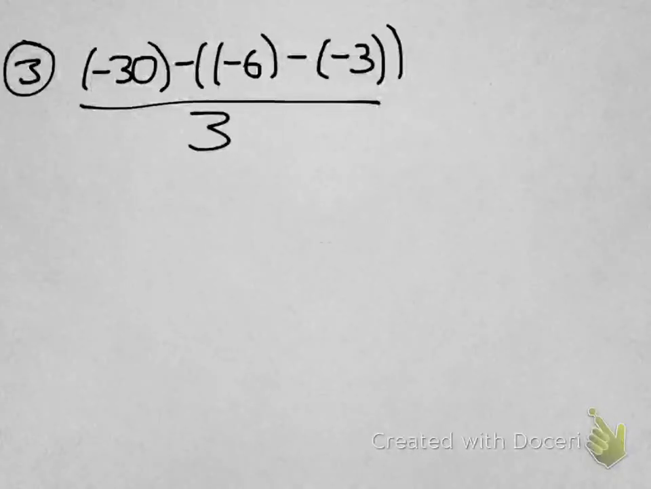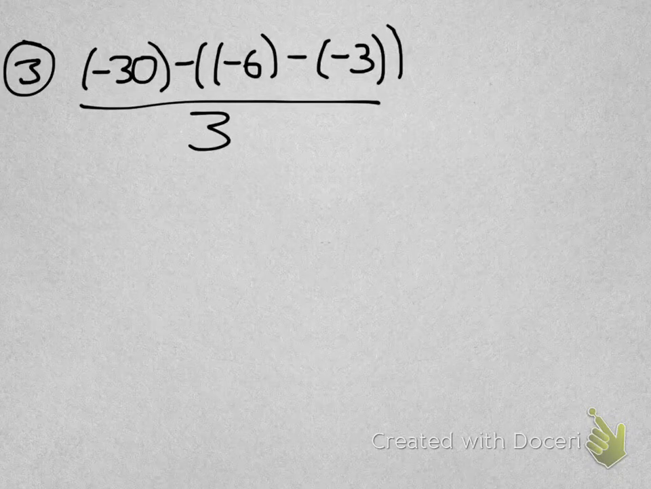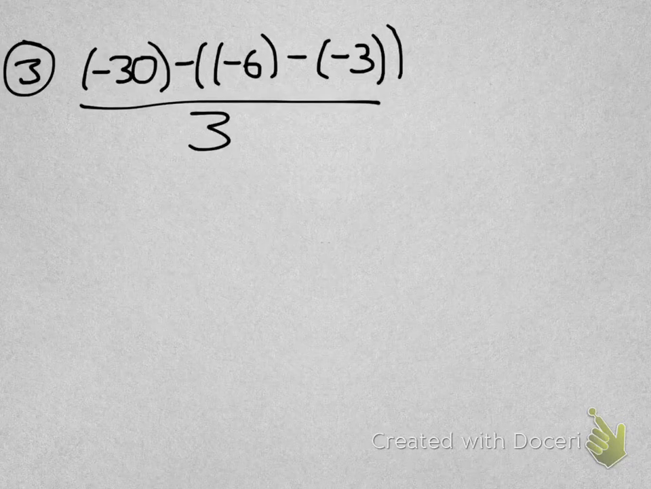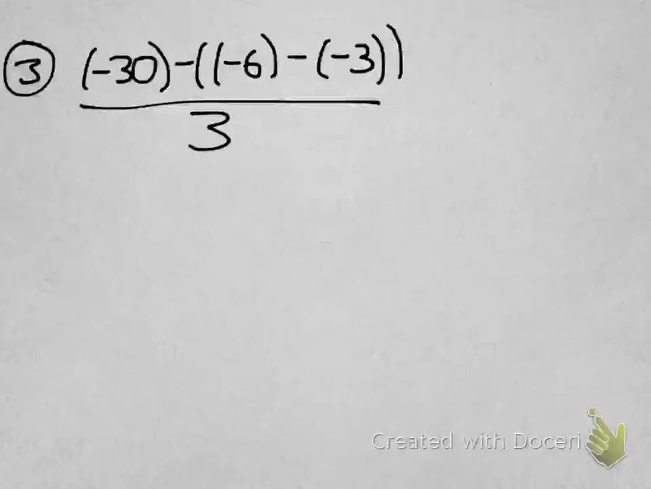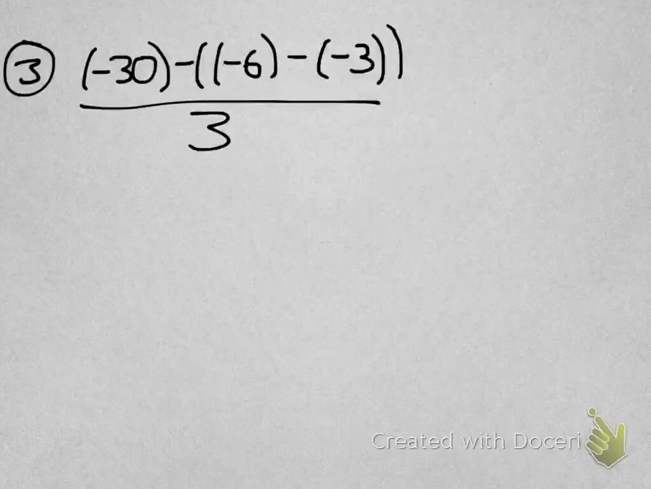All right, for order of operations, we have question number 3. The problem is read out as parentheses negative 30 parentheses minus open parentheses again negative 6 parentheses minus parentheses negative 3 parentheses 3. So we have a lot of parentheses going on there.